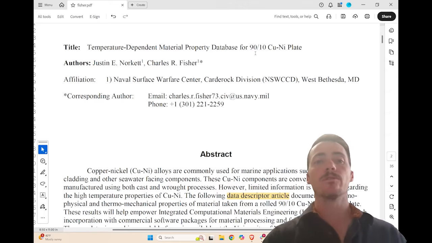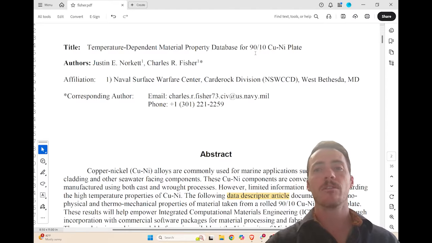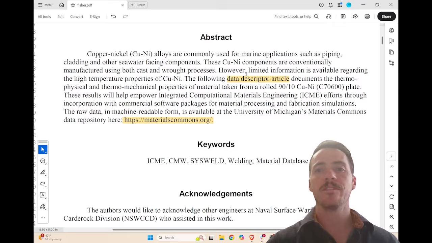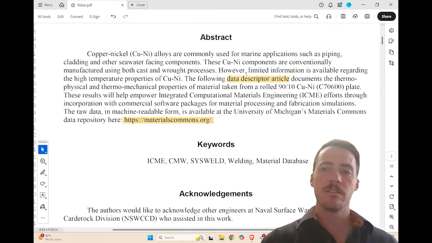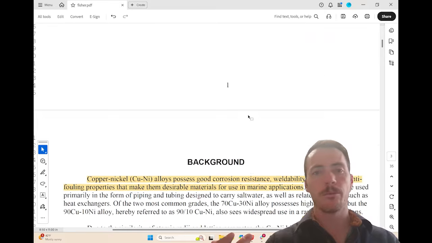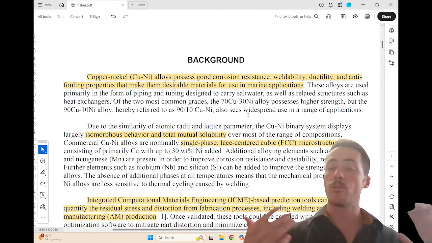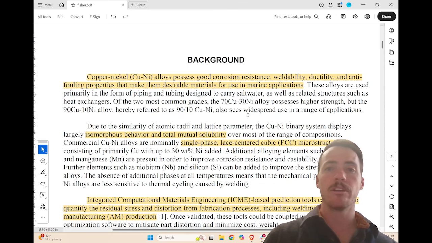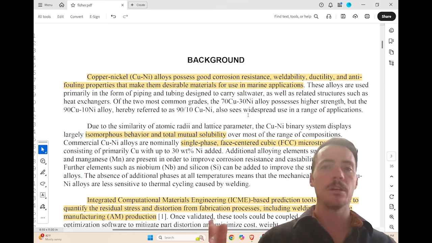This comes from the Naval Surface Warfare Center in Carderock, Justin Norkit and Charles Fisher. They point out that the material they're going to be talking about, this 9010 copper nickel plate, that's C7600 plate, is critical for marine applications. It has great, obviously, corrosion resistance, but it's got good weldability, ductility, anti-fouling. So they use it for all sorts of things, seawater facing, piping, tubing.